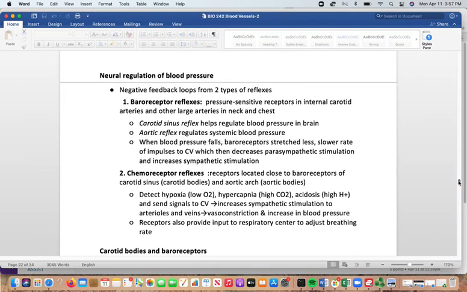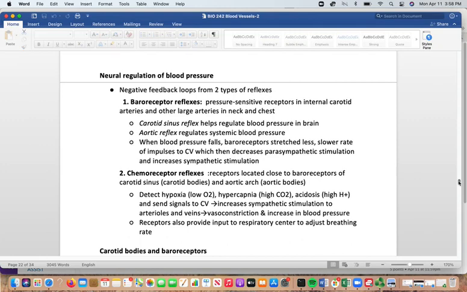So for the neural regulation, we have negative feedback loops from two types of reflexes. The baroreceptor reflexes, they're going to be pressure sensitive. They're going to be in the internal carotid arteries and the other large arteries in the neck and chest. The idea here is the body wants to make sure you've got adequate blood flow to the head. So the carotid sinus reflex helps with the pressure to the brain, and the aortic reflex is going to make sure there's adequate systemic blood pressure.